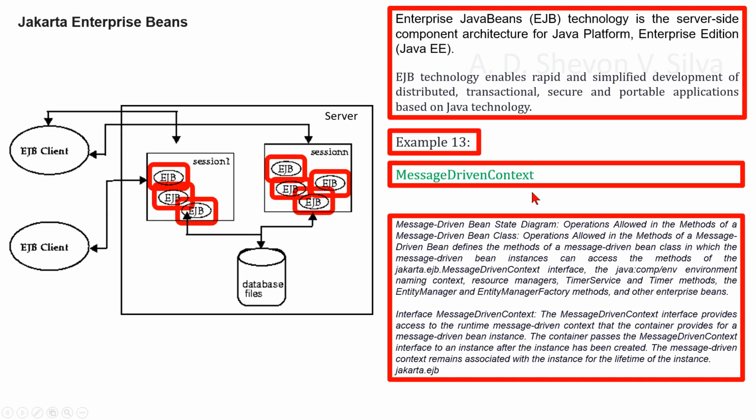If the message-driven bean instance attempts to invoke a method of the MessageDrivenContext interface and the access is not allowed in the operations allowed in the methods of the message-driven bean, the container must throw and log the java.lang.IllegalStateException. If the message-driven bean instance attempts to invoke a method of the timer service or timer interface, and the access is not allowed, the container must throw the java.lang.IllegalStateException.